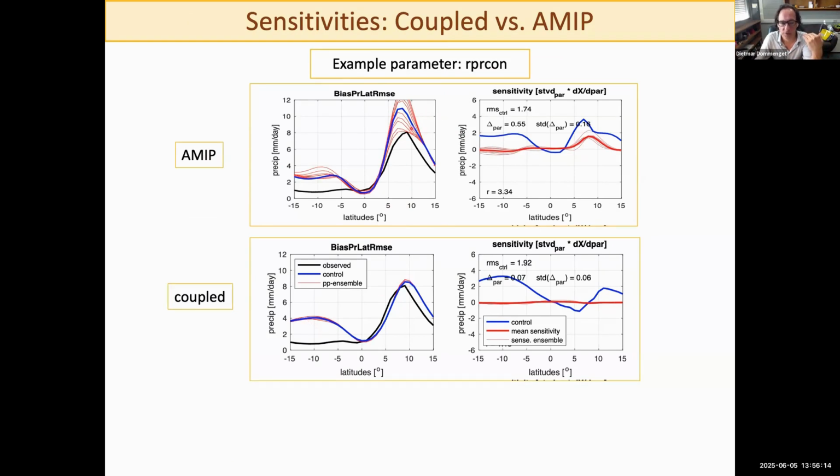Right? So a parameter that in the atmosphere run changed the rainfall quite substantially, and that would be a good tuning parameter to improve the rainfall, in the coupled model suddenly doesn't do this at all anymore. So in the coupled system, the sensitivities are substantially changing.